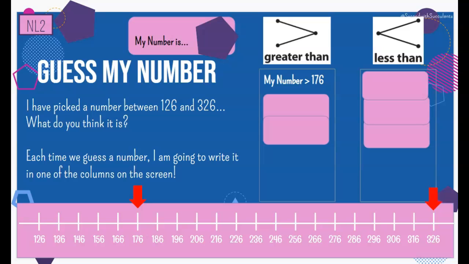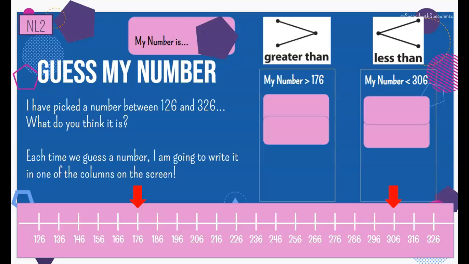Do you think you have enough information to guess my number yet? Thumbs up if you do. Thumbs down if you think you need more. I should see a lot of thumbs down. We just don't have enough information. So I'm going to give you another one of my clues. Let's look at the next one with our less than symbol. It says my number is less than 306. Now I'm going to move my arrow. So it's at 306, so I know my number must be in between these two numbers.